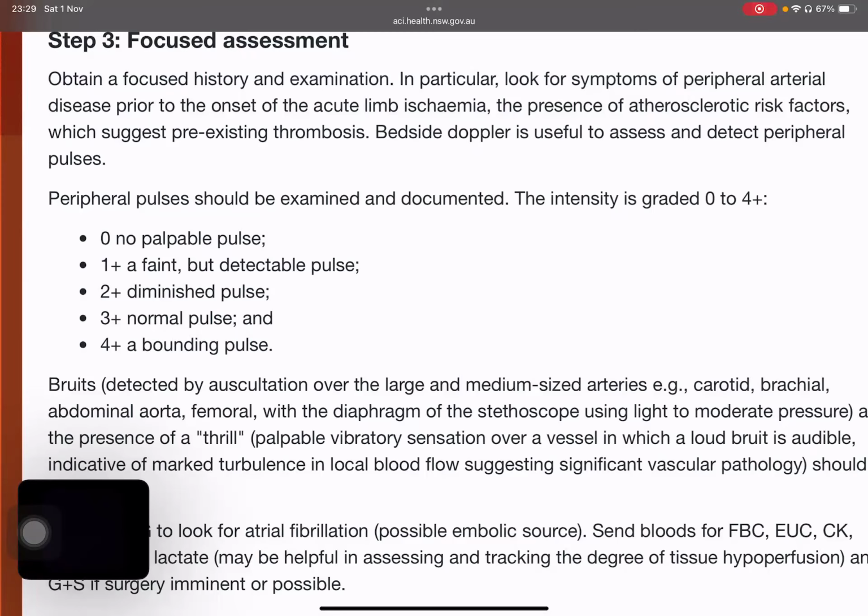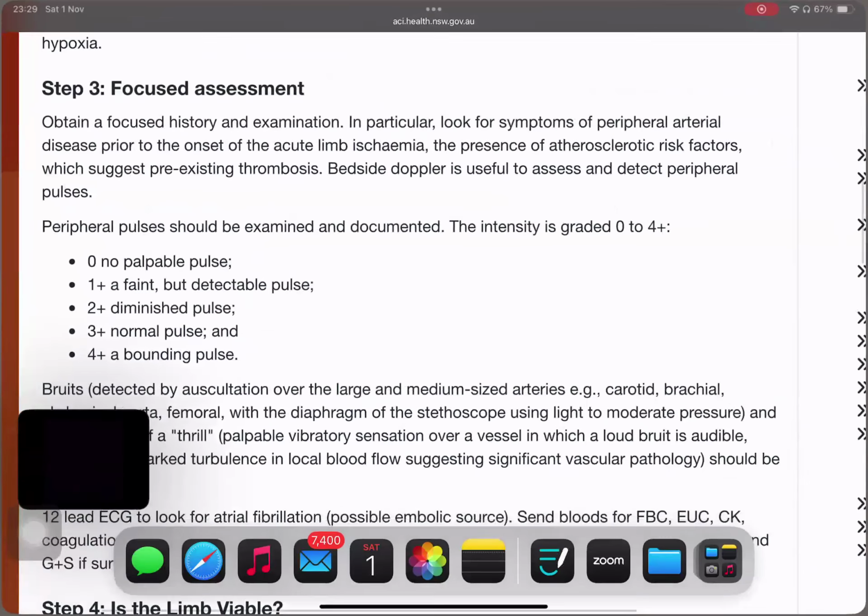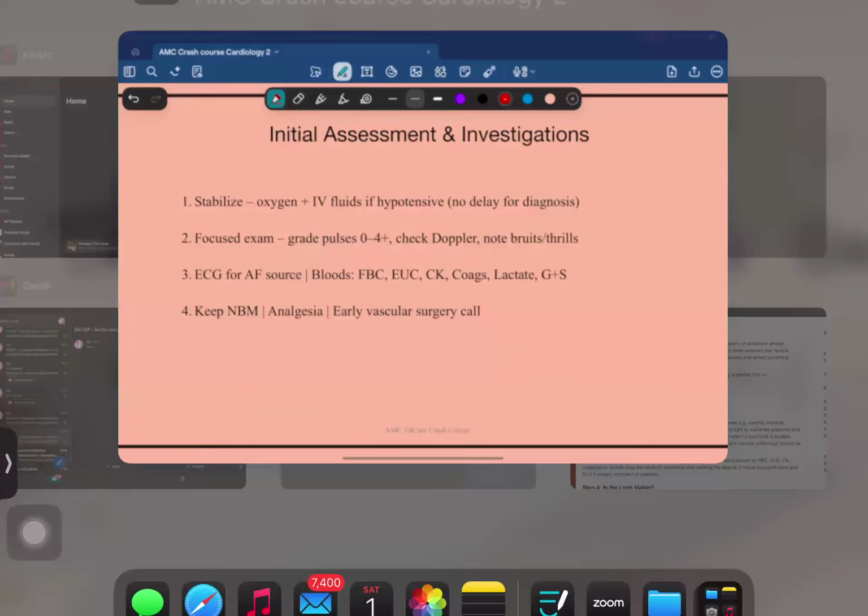The grading is done by intensity. So 0 means no palpable pulse. 1 plus is a faint but detectable pulse. 2 plus means a diminished pulse, 3 would be a normal pulse, and 4 would be a bounding pulse. So this is a very important point. I would have added this to the note. It's good to know. So let me get back to the note.